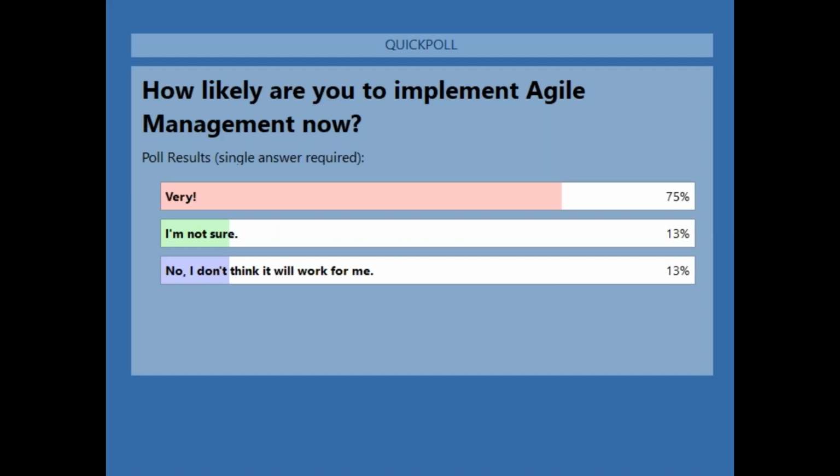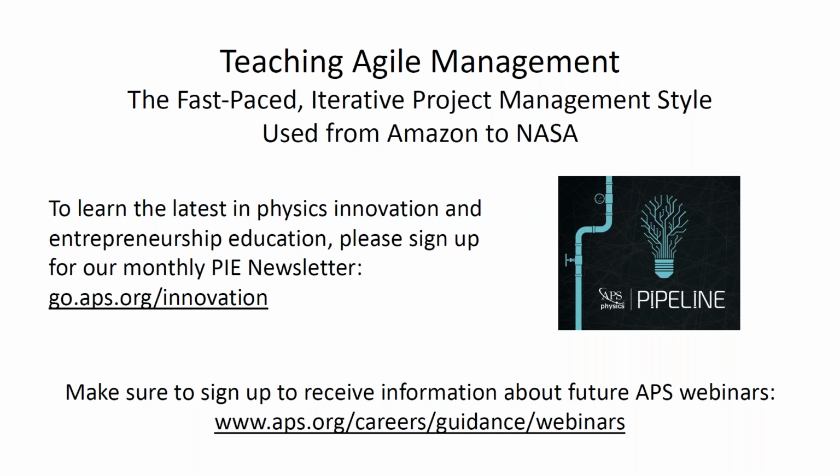Okay, great. Well, this is excellent. So 75% of you said very, very excited to try to implement Agile management. That is fantastic. Some are not sure, and a few said, probably won't work for me, and that's fine. It's a very special way of doing things. Now let's go ahead and transition to questions.